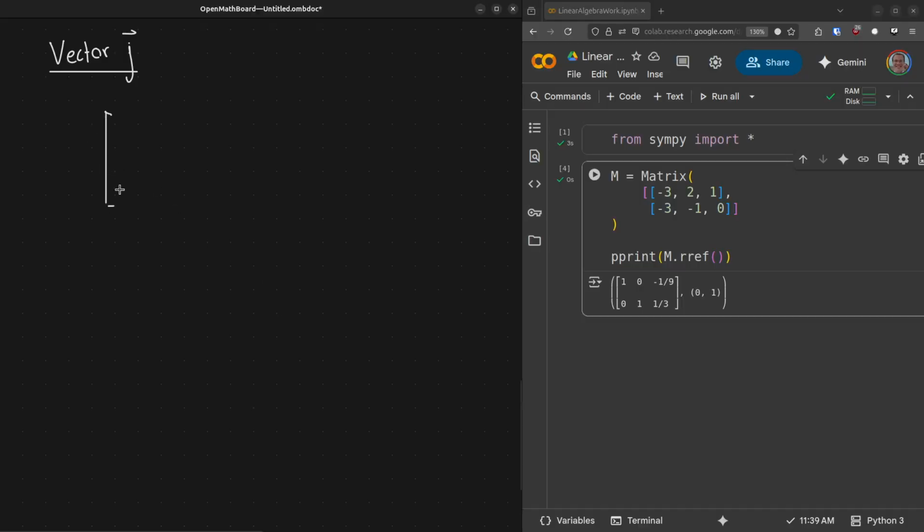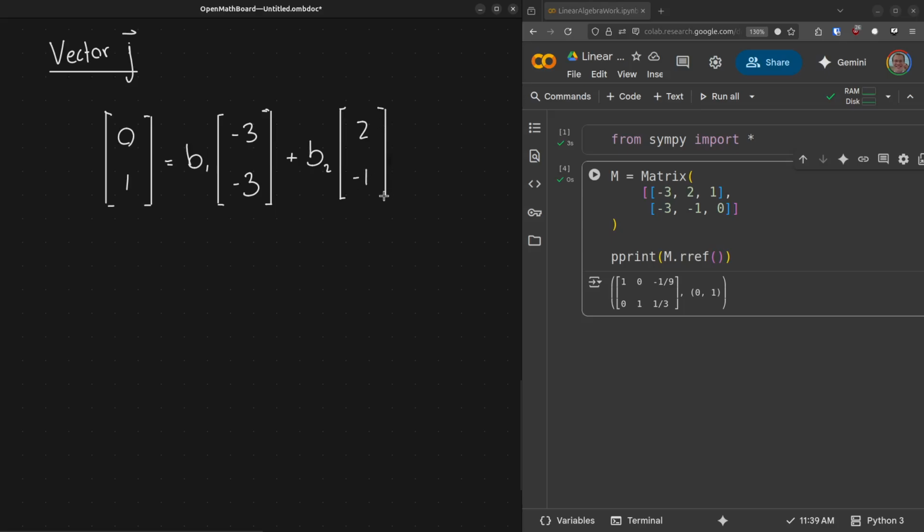So vector J is vector 0, 1. So I want this to be equal to some constant b1 times the first vector I know the transformation of, negative 3, 9, plus some constant b2 times the second vector I know the transformation of, 2, -1. Okay? Again, this is a linear system of equations. I can solve this by converting it to augmented matrix form and getting it into reduced row echelon form. The first column is negative 3, 9, the second column is 2, -1, and the augmented part on the other side of the equal sign is 0, 1.